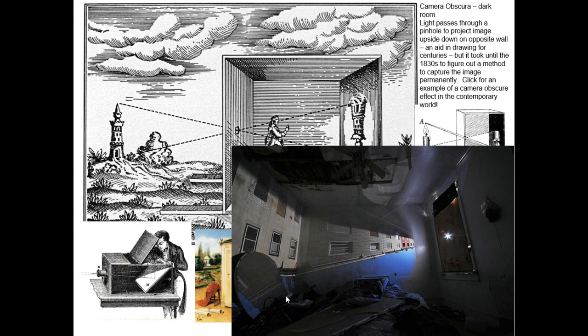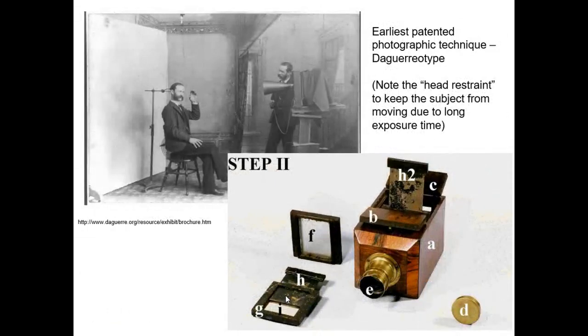I just wanted to show you one more example of the camera obscura effect happening in the real world. In this rundown building with a boarded up window, there's one little dot of light getting through the center of that board, and it creates this incredible reflection on the opposite wall of what's outside of that building.